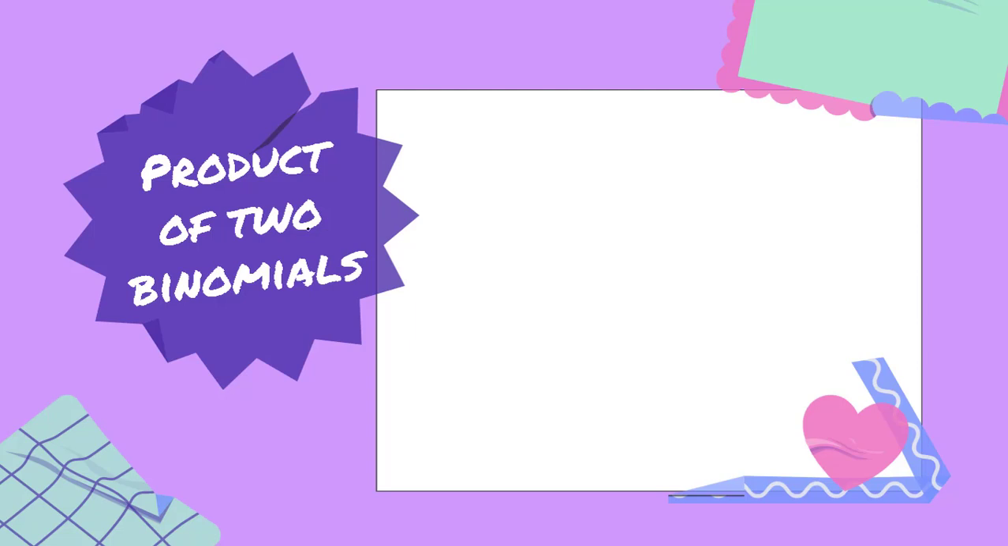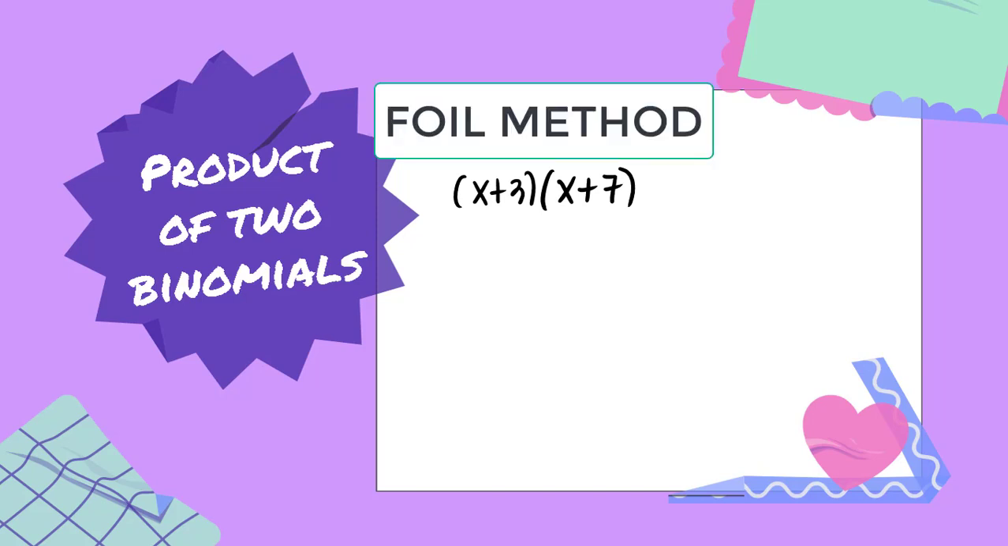So let's start with the product of two binomials. I have here the quantity x plus 3 times x plus 7. For this special product, we are going to use what we call the FOIL method, which is short for first, outer, inner, and last terms. We start with the first term, x times x, which is equal to x squared.